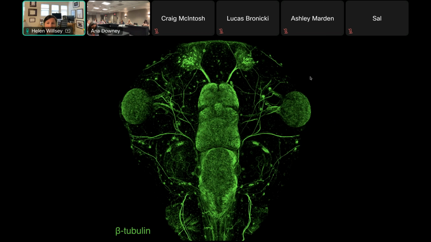Just to orient you to the brain structure, this is the olfactory epithelium, so kind of the nose part of the frog. This is the forebrain region and the midbrain and the hindbrain and the eye.